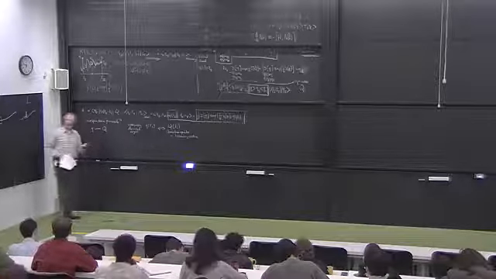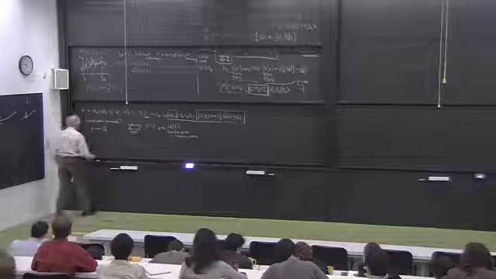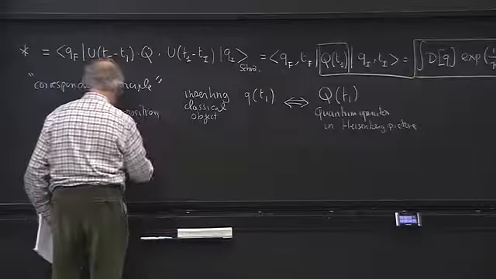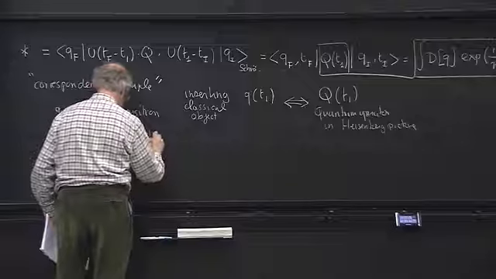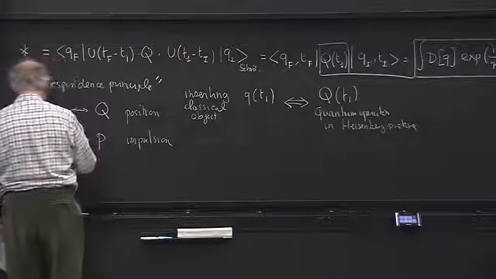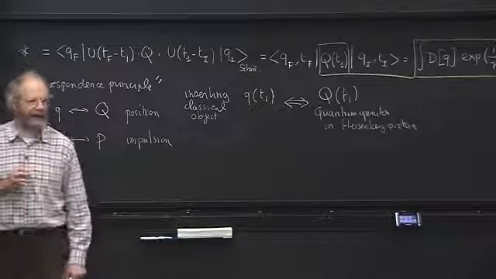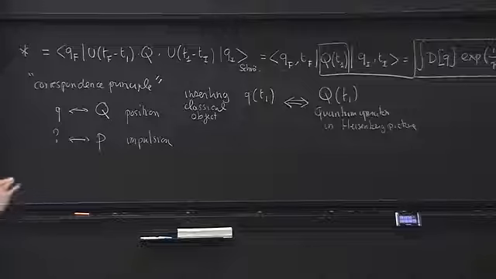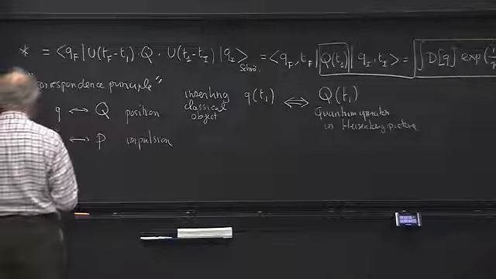Okay. Of course, you have other operators. So for instance, you have the operator P. So this is position. This is the impulsion. Well, it's slightly more complicated for the impulsion operator. But I won't describe that at that stage. I will come back a little bit later. There are some subtleties.